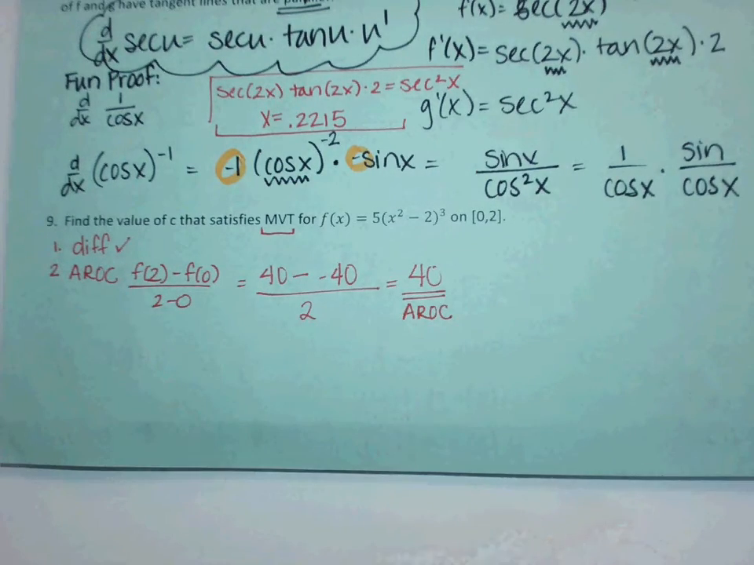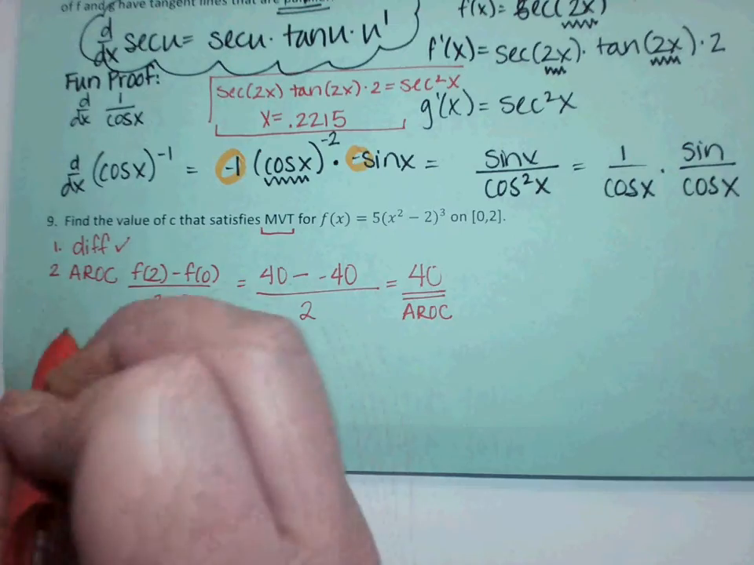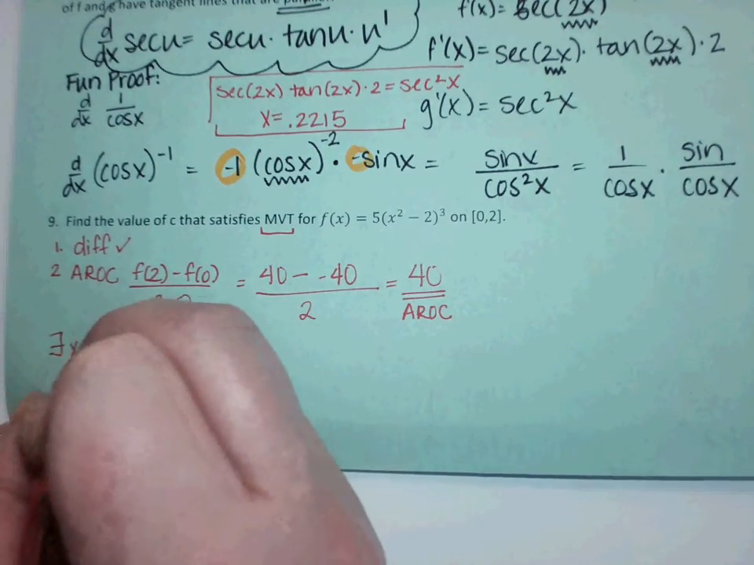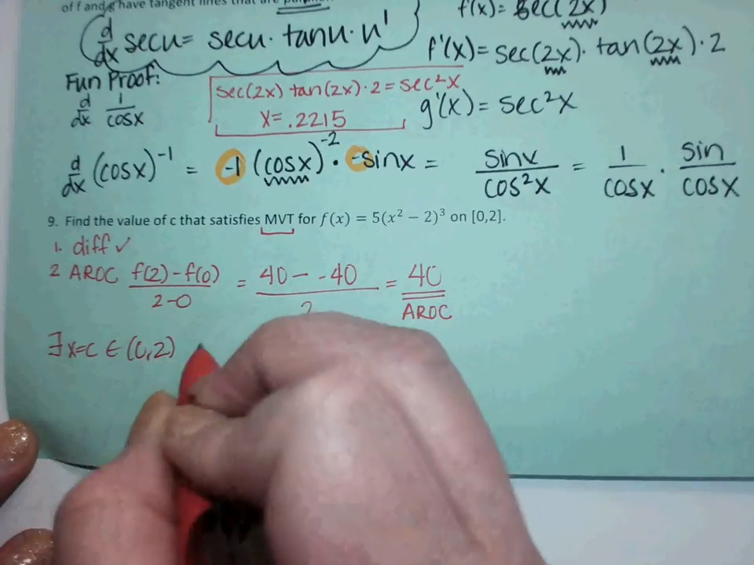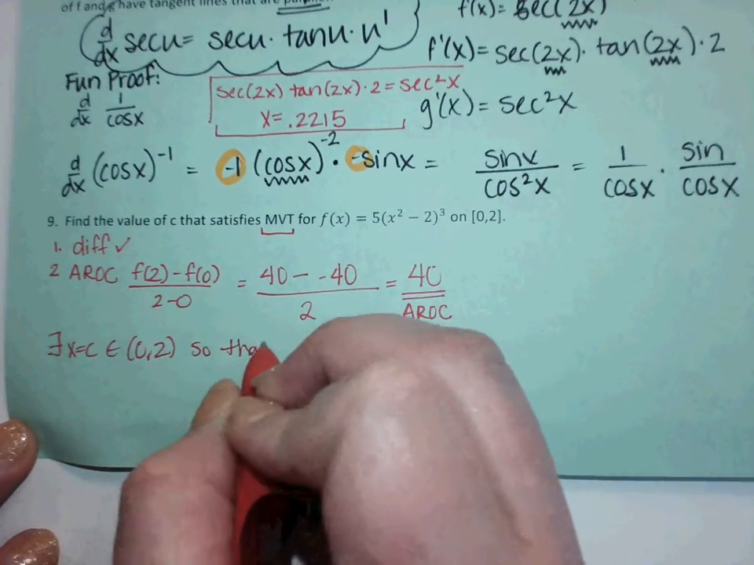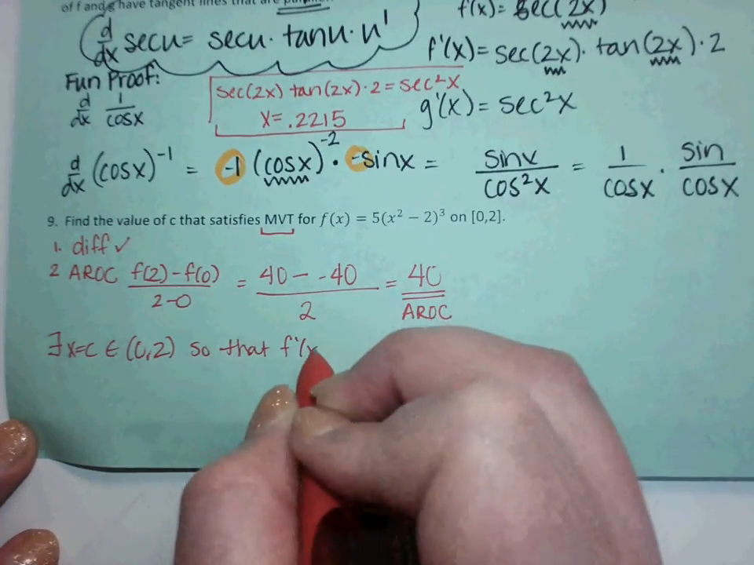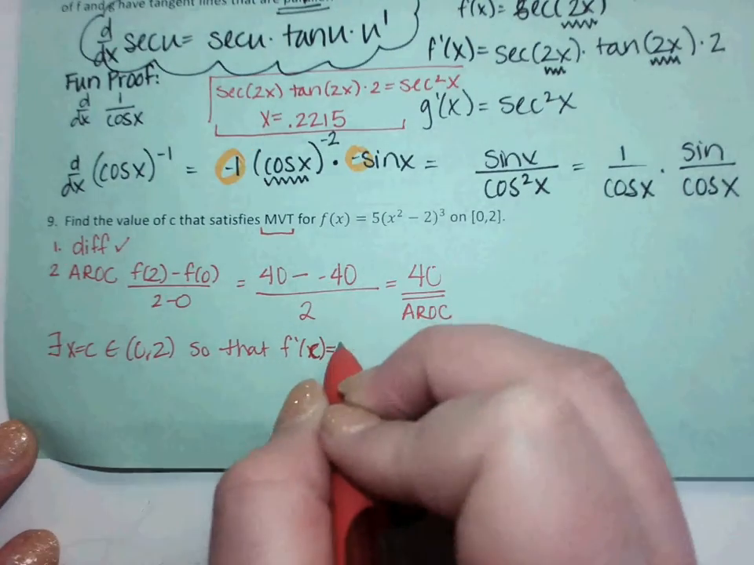Now, here's what mean value theorem says in case you forgot. Okay, the tangent slope, the derivative, has to equal that number. So what am I going to do? I'm going to take the derivative. I'm going to set it equal to 40. So I'm going to put there must exist an x equals c within the interval from 0 to 2 so that f prime of c equals 40.